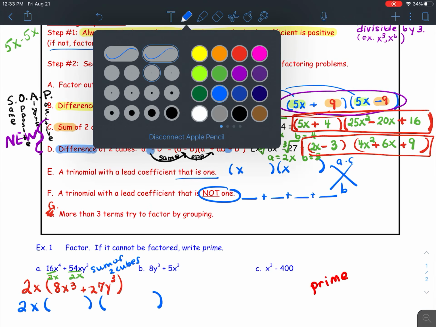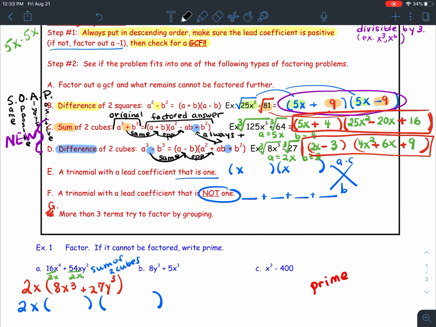Include the GCF there, but go ahead and let's set up the problem. If it is a sum of 2 cubes, then we want to create a binomial and a trinomial. I'm going to think through the SOAP acronym: S for same, O for opposite, and AP for always positive.